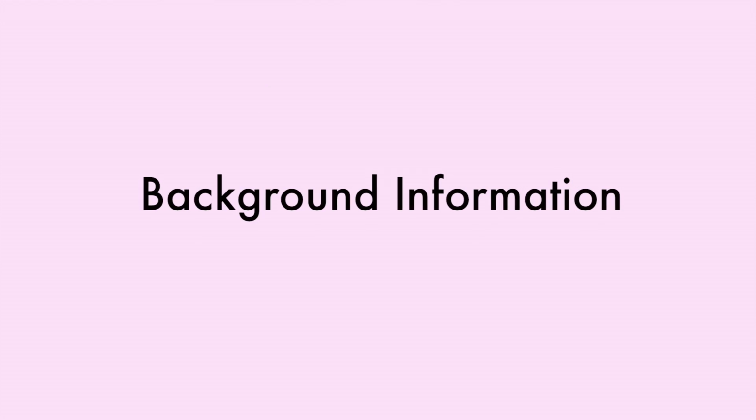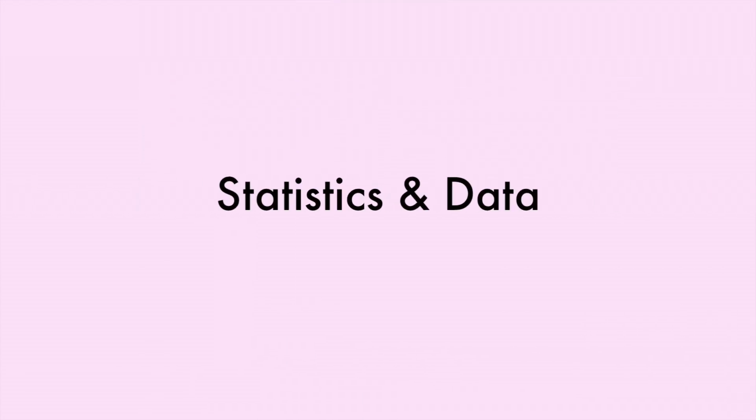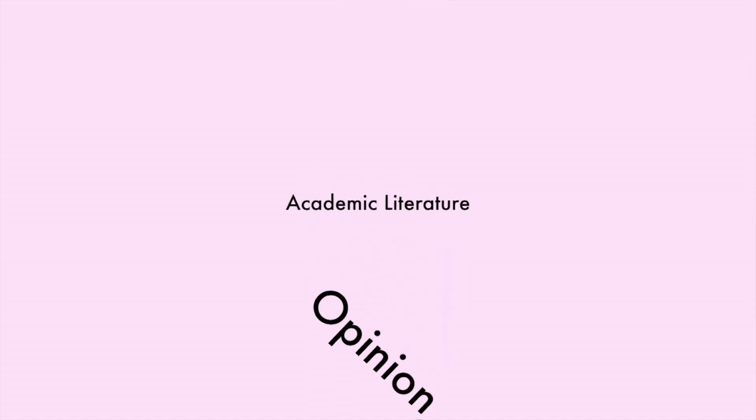Background info might include historical issues, terms and jargon, and the dominant arguments that help you understand the basics of your topic. News provides current developments and examples. Statistics and data lend tangible scientific evidence. Opinion offers persuasive arguments. And academic literature provides in-depth research and analysis on specific research questions.